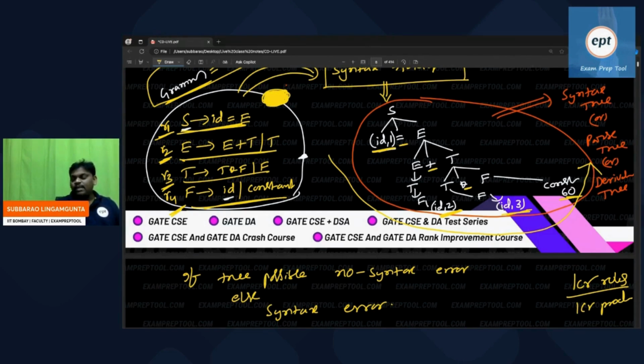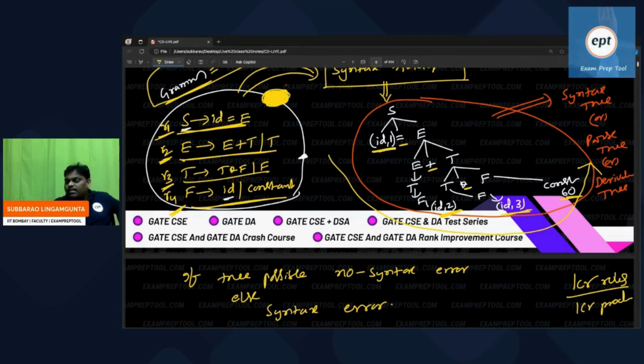Next one, syntax analyzer: input is the token string, output is a syntax tree or parse tree or derivation tree. Please remember input and output. This is only the introduction. You cannot get everything in the introduction itself. I am adding one by one, slowly you will get it.